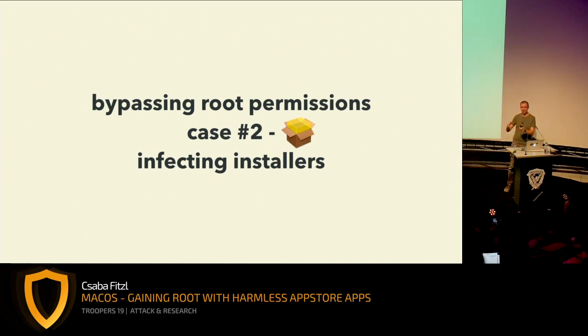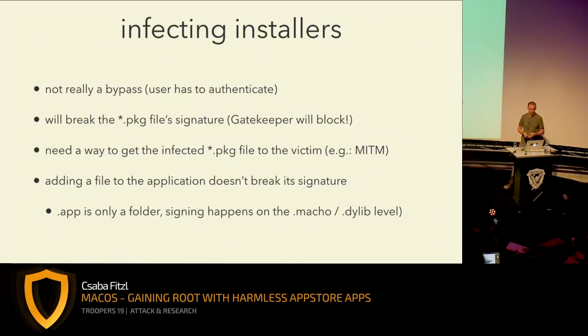But I wanted to bypass root folder permission also for the other files, for package files, which are also owned by root. So it's basically about infecting a package file, which is maybe not really a bypass, because the user still authenticates when he executes the package files. And if you embed any new file in a package file, you break its signature, and Gatekeeper will block it by default. And you need a way to infect a package file, maybe a man-in-the-middle or something.